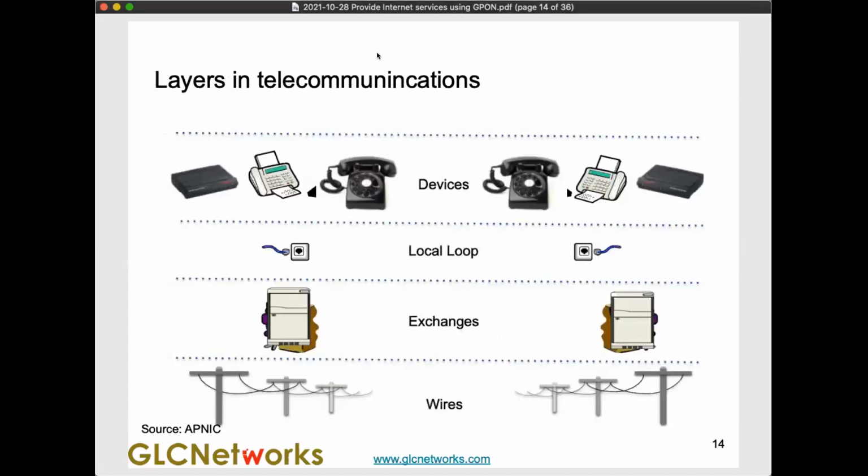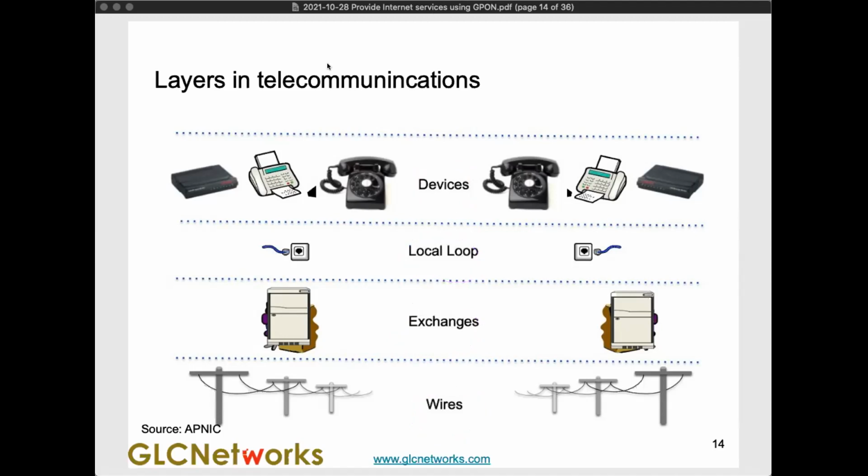We have layers in telecommunication. We have wires, and then we have exchange. Every layer has its own function. That's the concept of layers. We have the devices layer to interact with the end user, and then a local loop that connects to the device. We have the exchange, where the function is to route and do signaling, and then we have wires to connect between devices.